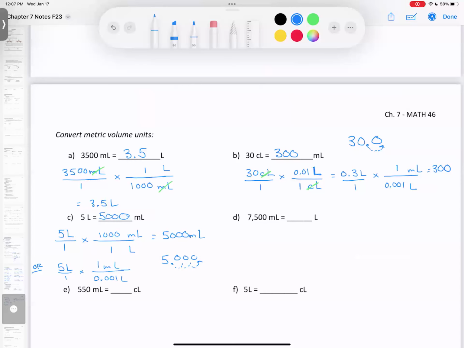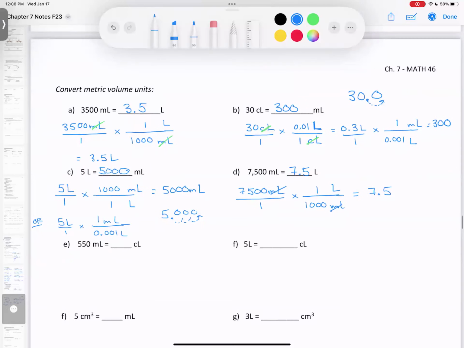Okay, let's try this D together. So we've got 7,500 milliliters, and we're converting that into liters. So our milliliters is going on the bottom, liters on top. There's 1,000 milliliters for every 1 liter. So we divide our 7,500 by the 1,000 to end up with our answer of 7.5 liters.